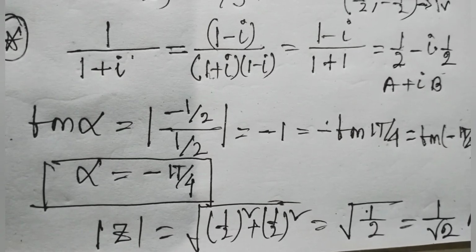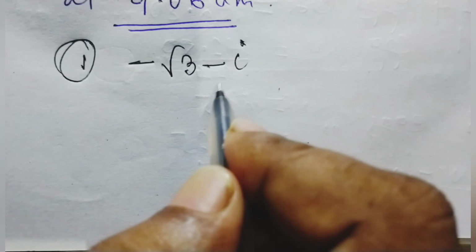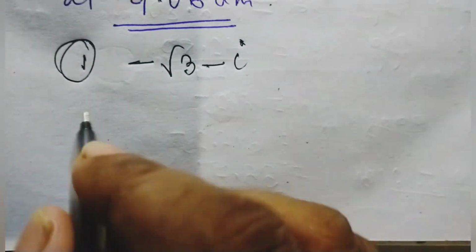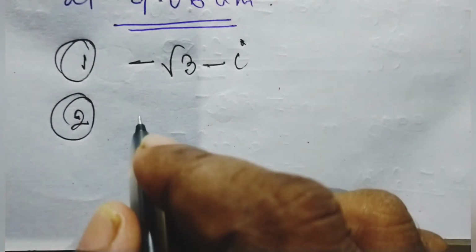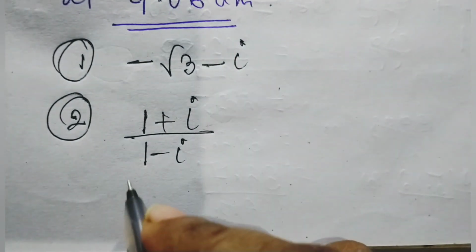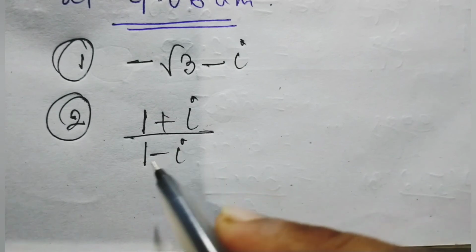Okay. Now it's time for homework. Your homework is minus root 3 minus i, and which quadrant does this point lie in? This point lies in the third quadrant, so you have to write pi plus alpha. And question number 2: 1 plus i by 1 minus i. Just find the modulus and amplitude or argument of these two complex numbers.